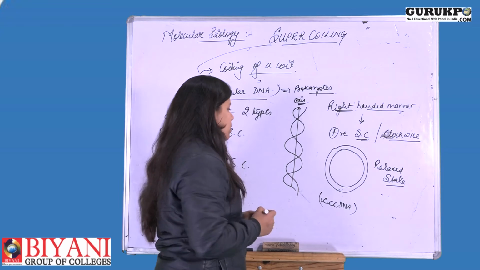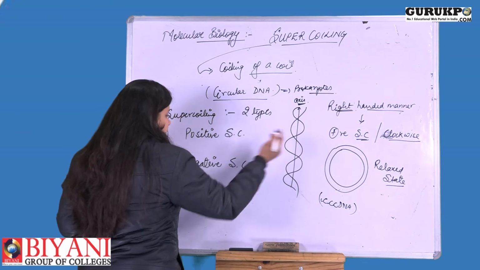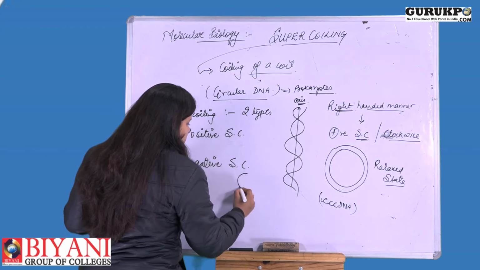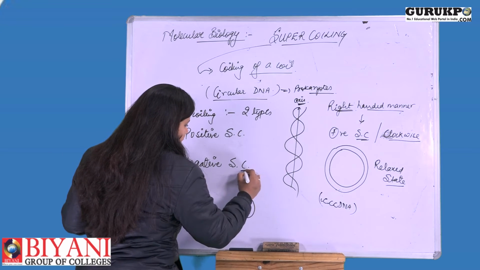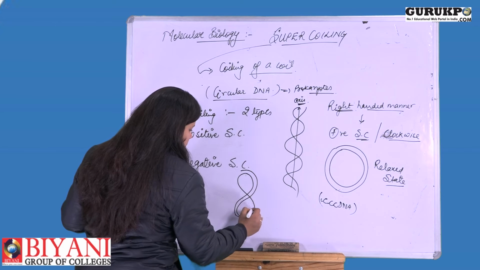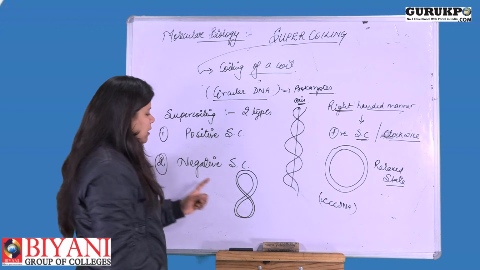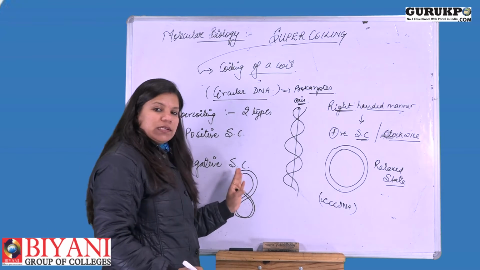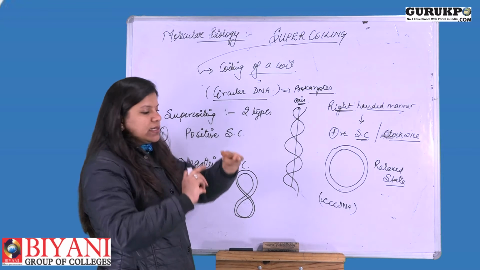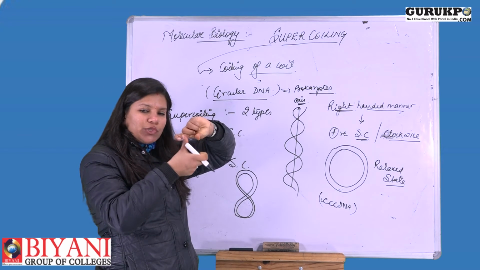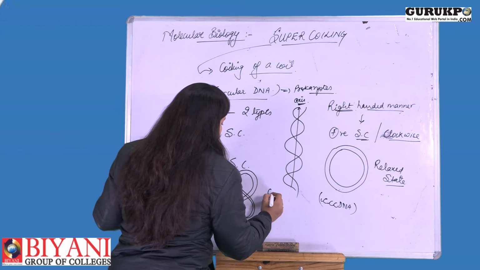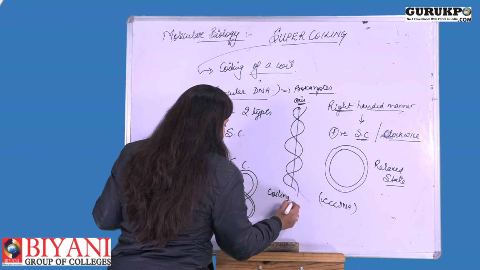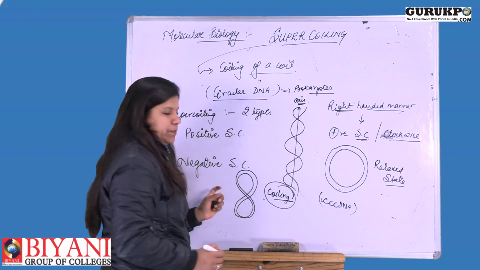But if this structure is twisted or turned like this in the fashion of an 8, then this particular strand of DNA is twisting on the same strand, and here the supercoiling is formed.